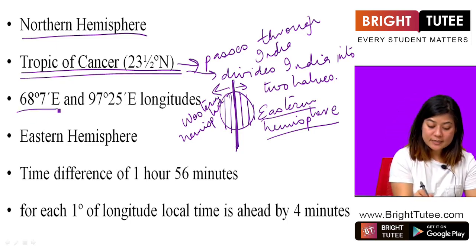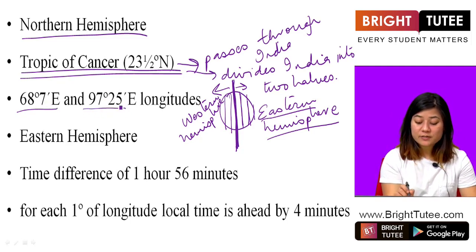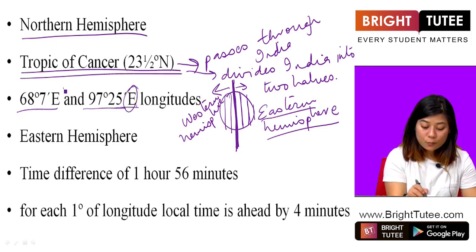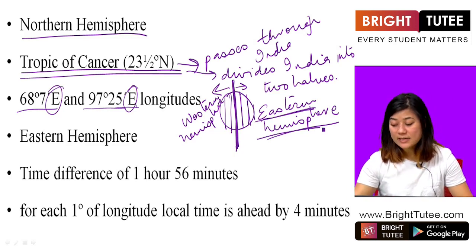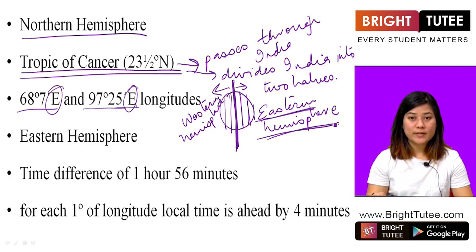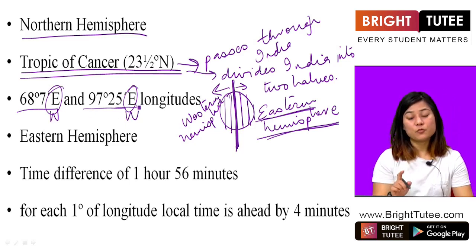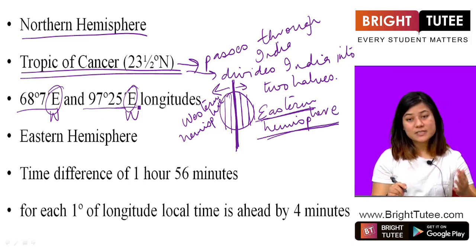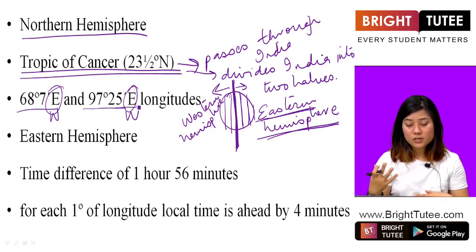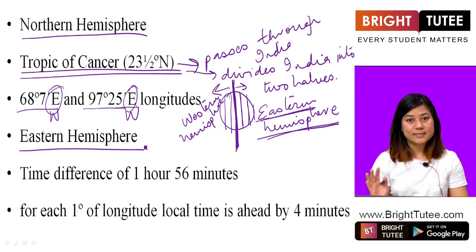So if you can see here, the longitudes of India are 68 degrees 7 minutes east and 97 degrees 25 minutes east. When there is E, or east, then we know that India falls in the eastern hemisphere, not in the western hemisphere. Had it been W, west, then we would have known that it falls in the western hemisphere. Just like how India falls in the northern hemisphere, in a similar manner we can say it also falls in the eastern hemisphere.